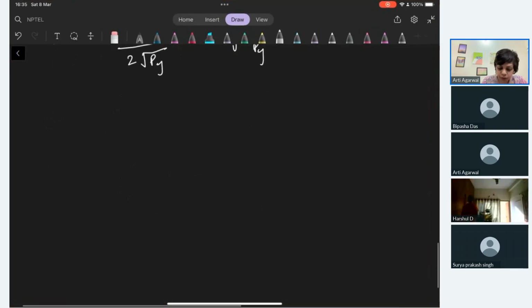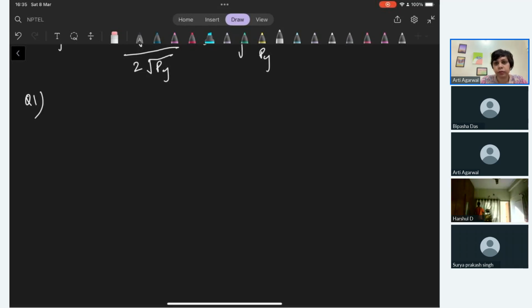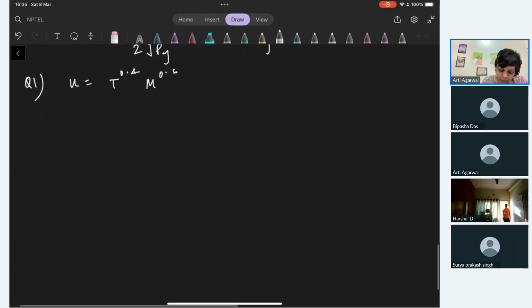Let's go to the question first. Question one. Let me open the question. So you have a utility function which is given by t to the power of 0.4 and m to the power of 0.6. And you are given the prices. Pt is given as 0.5, pm is given as 1, and budget is given as 30, or they say y, so let's use y.